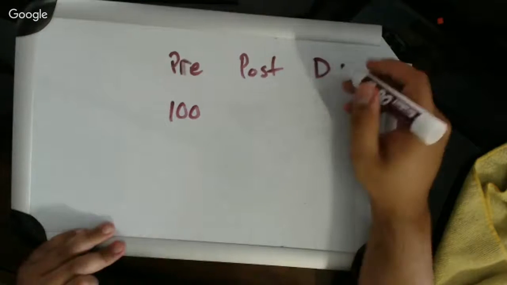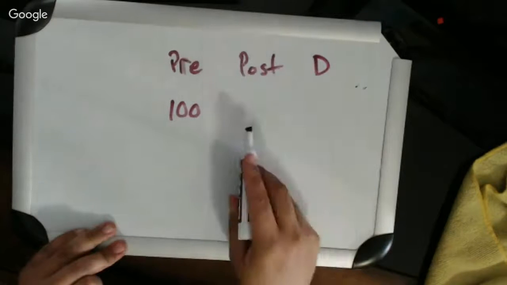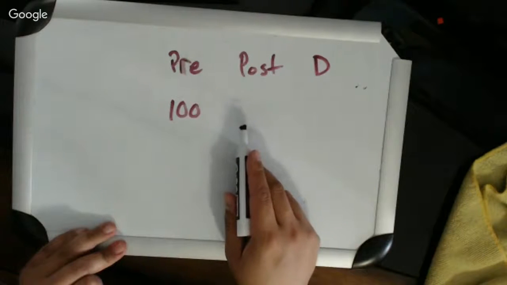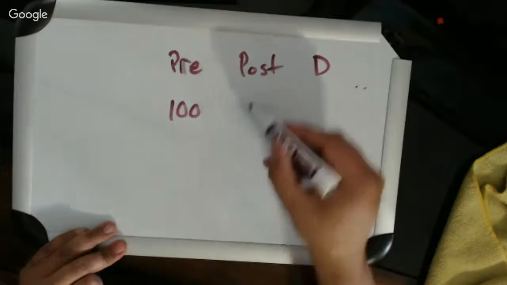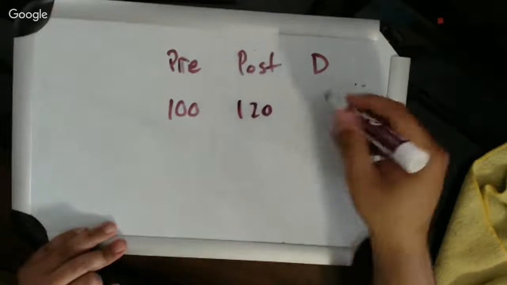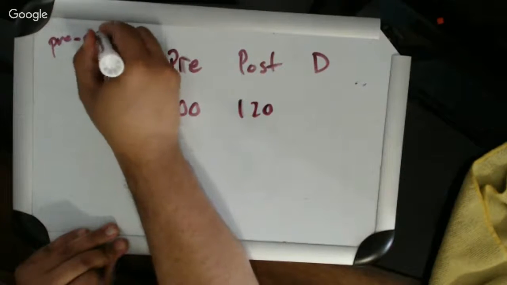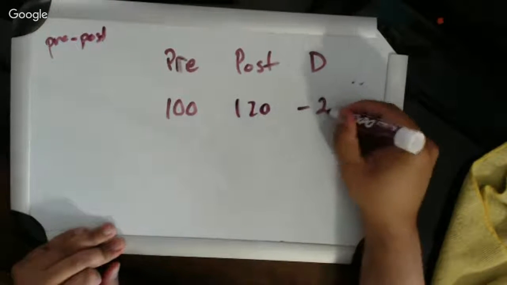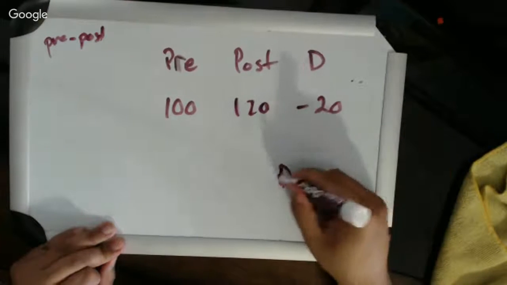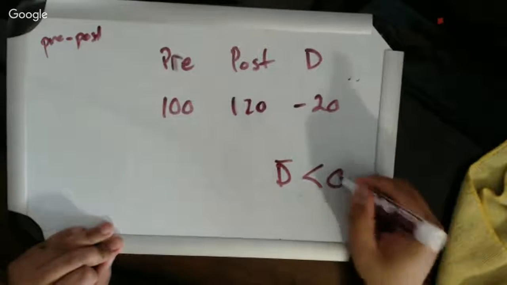So we want to know is it effective at increasing weight? Yeah. Okay, so if it's increasing weight, what would go in the post? 120. So 120. Or whatever. And if it's pre minus post, then we'd expect -20. So that's why we want to know a mean difference score less than 0.